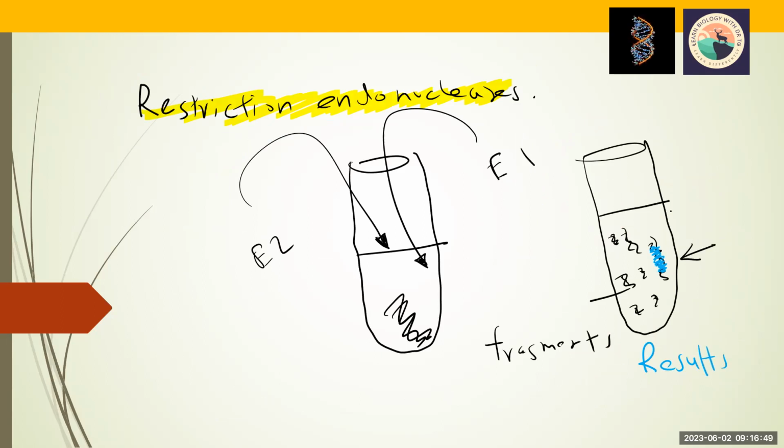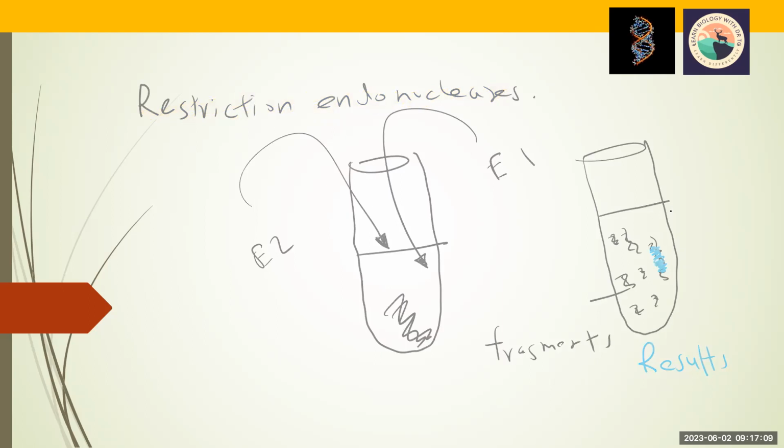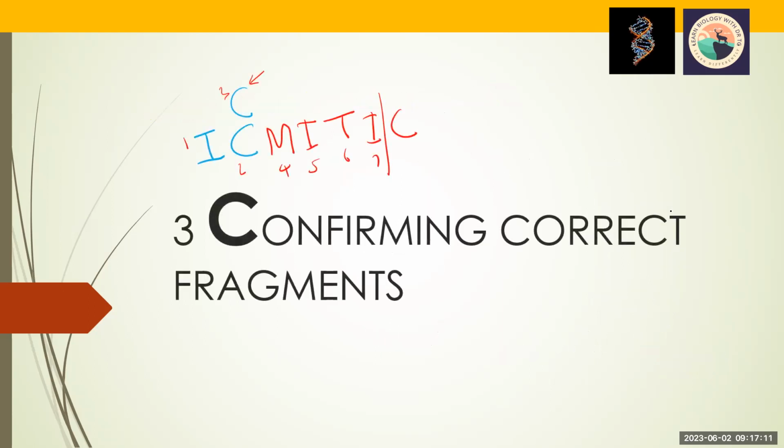Sometimes we use one restriction enzyme. Sometimes we use several restriction enzymes together to cut the DNA into small fragments. So one of the fragments we can use as our gene. Now the problem is how to identify that I have the correct fragment containing the gene. So we need to confirm that I have the correct fragment.